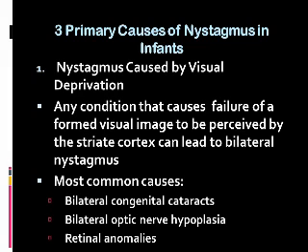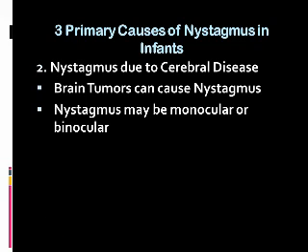Nystagmus caused by visual deprivation is any condition that causes failure of a formed visual image to be perceived by the striate cortex in the brain and can lead to bilateral nystagmus. The most common causes are the following: bilateral congenital cataracts, bilateral optic nerve hypoplasia, and some retinal anomalies.